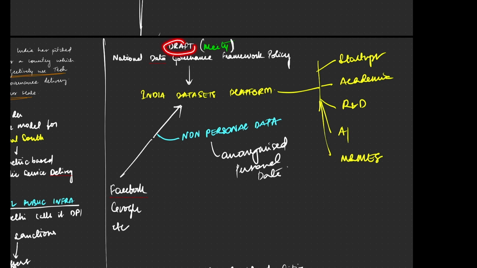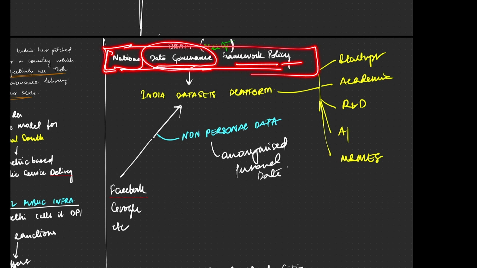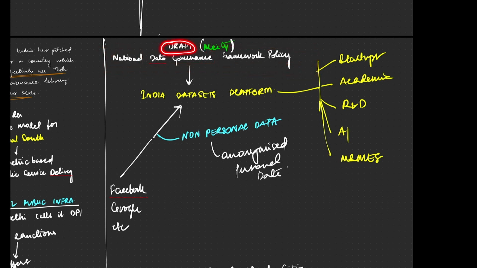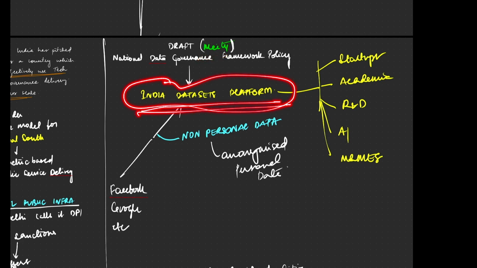There's a draft that MeitY released last year, December: the National Data Governance Framework Policy. It's a draft policy by MeitY. इसमें क्या दिया था कि they are going to make the India Datasets Platform. एक platform है India Datasets Platform.